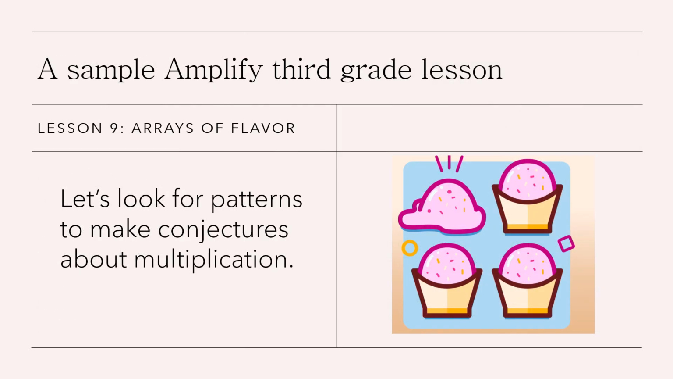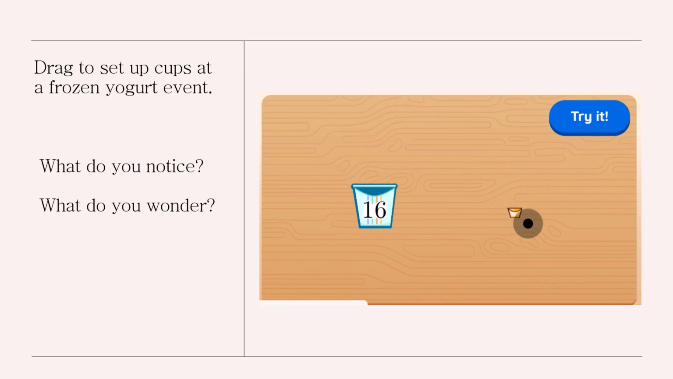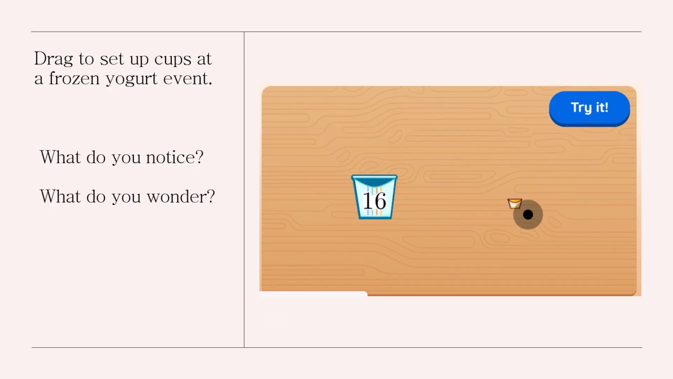Let's look at a sample Amplify third grade lesson. This is Arrays of Flavor, and students are going to look for patterns to make conjectures about multiplication. Each page of the lesson has different activities for students to do. On this page, students are supposed to set up the cups in an array pattern to match the number 16.